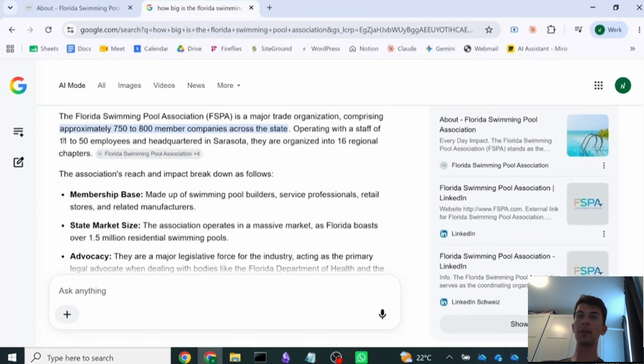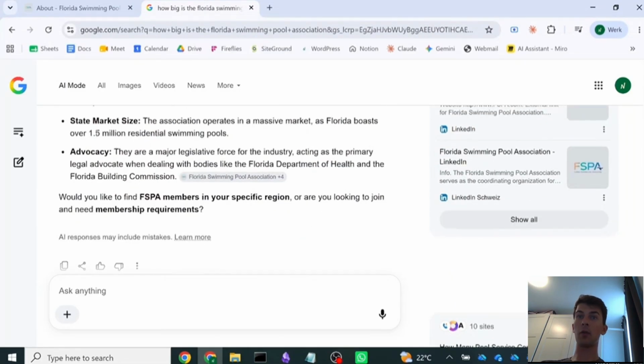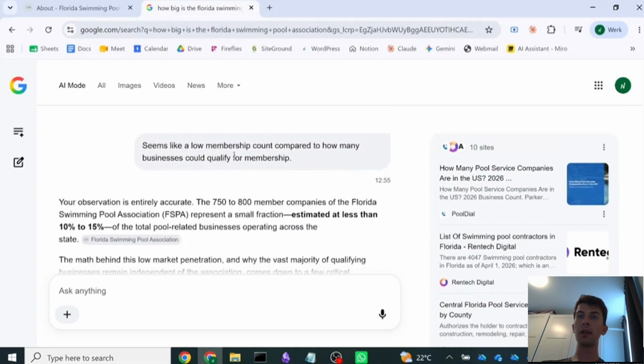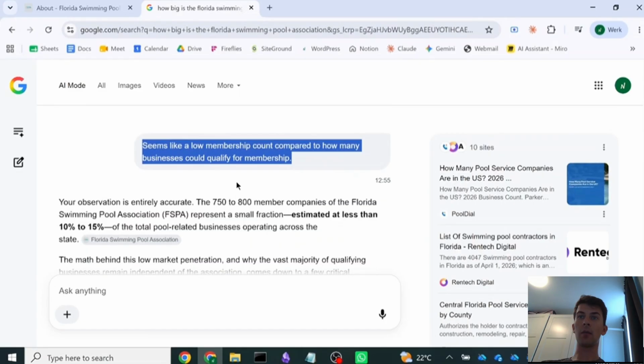Turns out there's 11 staff according to their staff page. Market size is pretty big, with over 1.5 million residential swimming pools. Next question was, like I said earlier, 800 is a good number, but it seems kind of low compared to how many you'd think are in the entire state of Florida, a sunny state with a lot of swimming pools and a lot of people, therefore probably a lot of these kinds of companies, right?